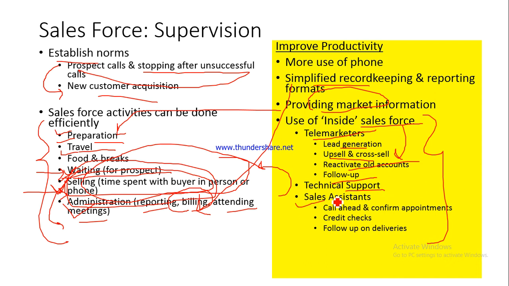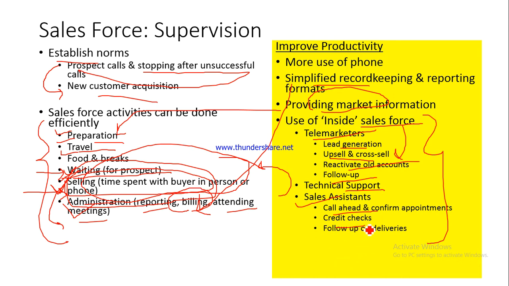Likewise, we can have sales assistants. What are the tasks performed by sales assistants? They will call ahead. They will call up the client and confirm the appointments. If this happens and the appointment is confirmed, and then the salesperson goes to the client, then naturally he won't have to wait a lot. So in that sense, the salesforce would have to spend much less time waiting, and this would mean that they can spend more time on selling activity.